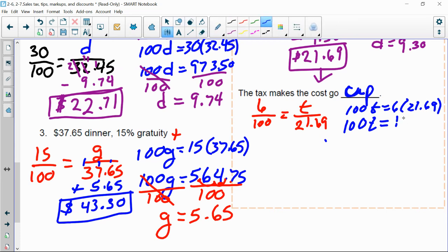All right, so 130 and 1400. But then we get to divide by 100. This time we're lucky. We don't have to round up because we have a 1, so it's going to stay 130. So our tax is $1.30. That's what we add to this.